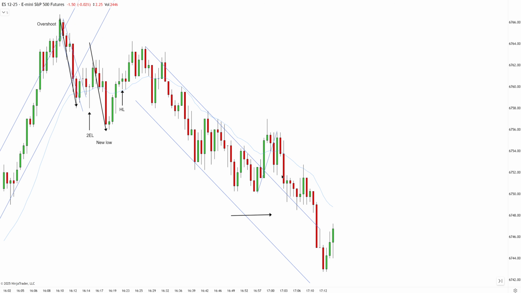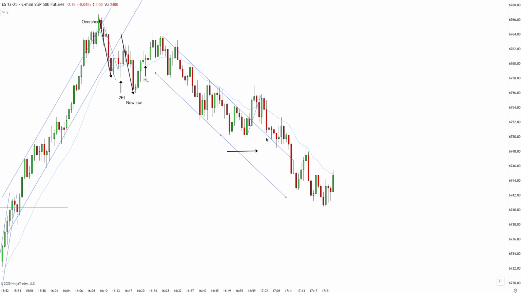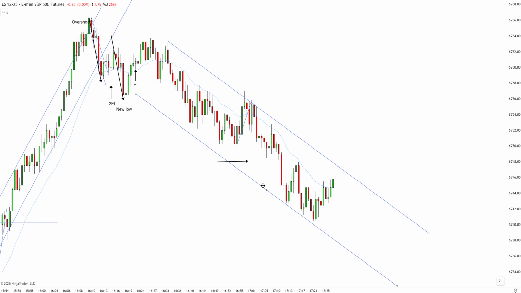And because I have price action that continues to trend lower even after a new low, I have to ask myself why. So I'm going to draw a bigger channel, something like this, a little bit wider channel. Okay, because the trend is continuing, evolving into a stronger version.